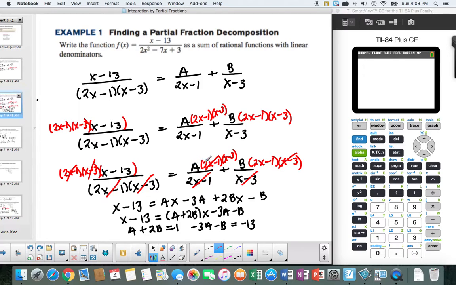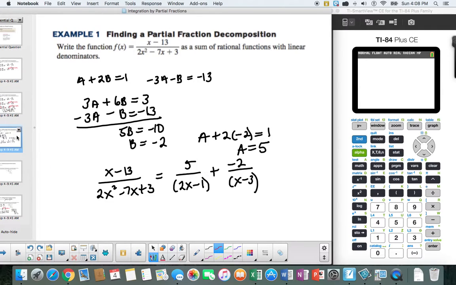And then we're going to take A and multiply it to the linear, and multiply B to the linear as well. I'm going to gather up all the x terms, put them together, gather up all the constant terms, put them together. Now, since these two expressions are equal to each other, I know that the coefficient of x will equal the coefficient of x here, which is 1. And the constant here will equal the constant over here, which is negative 13.